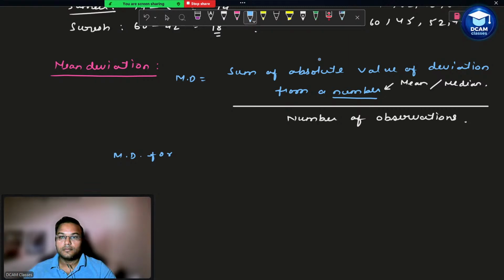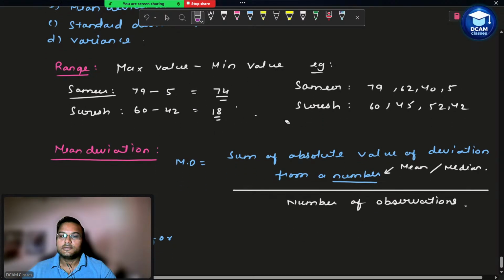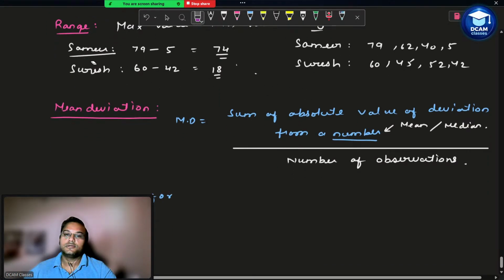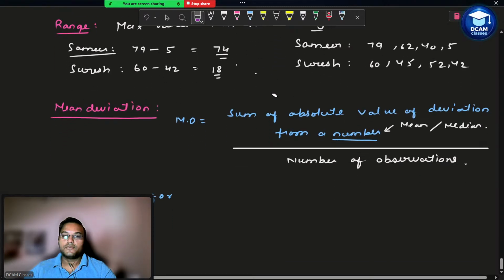Can you explain the range once again? Just show it once. I forgot the range. Range is simple. Just scroll up once. Okay, done. For any set of data, if they are asking you the range, you have to find max minus minimum. That's all. It depends on what kind of data they have given. I have given you the example of Samir and Suresh to show you the range, the maximum value and minimum value, how to find out.